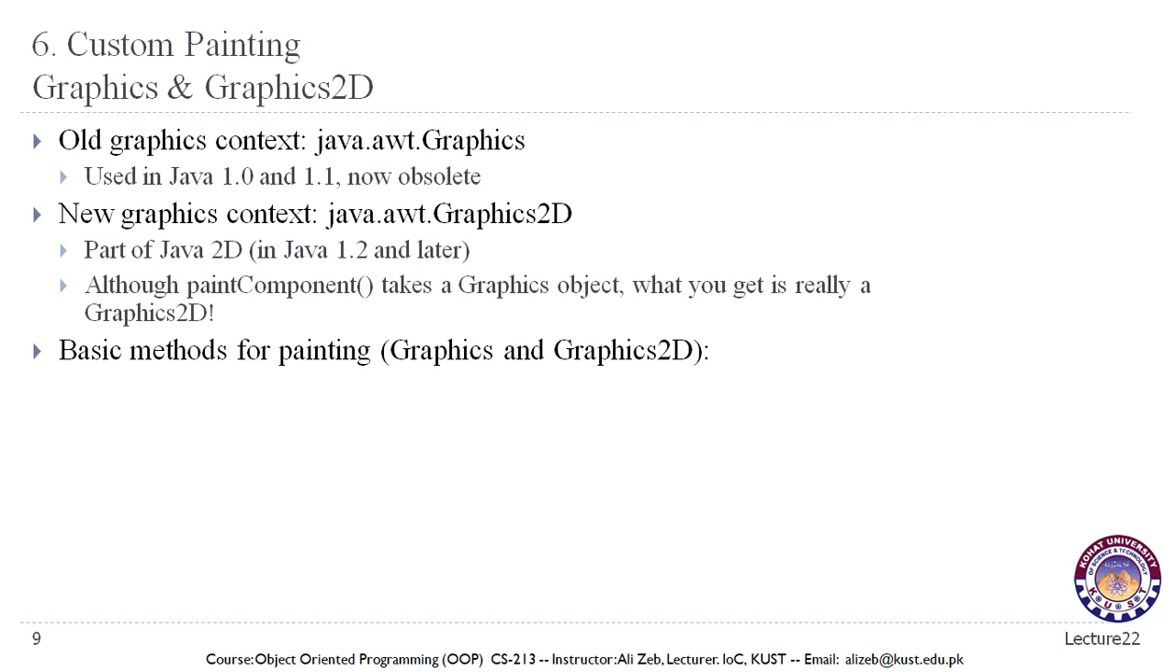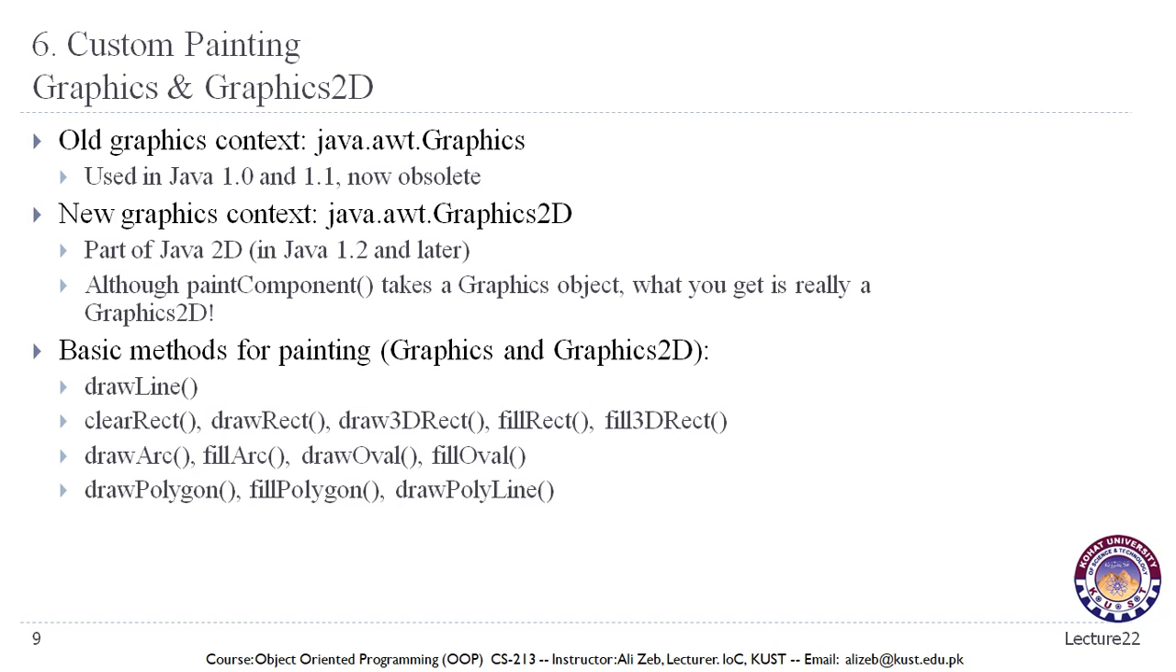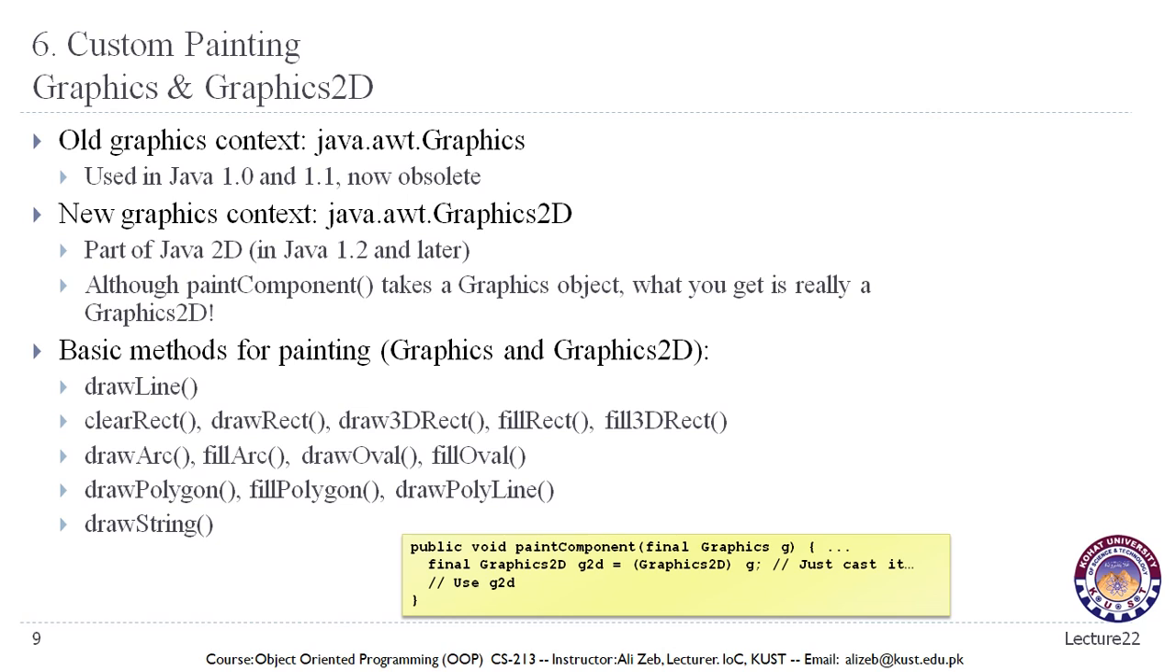Basic methods for painting in the Graphics and Graphics2D classes are drawLine, clearRect, draw3DRect, fill3DRect, drawArc, fillArc, drawOval, fillOval, drawPolygon, fillPolygon, drawPolyline, drawString, etc. There are loads of methods that we will see in the examples as well, and demonstrate how these methods work.